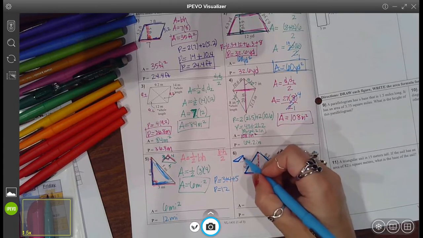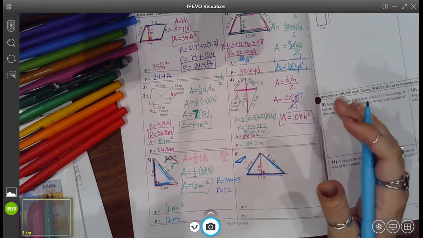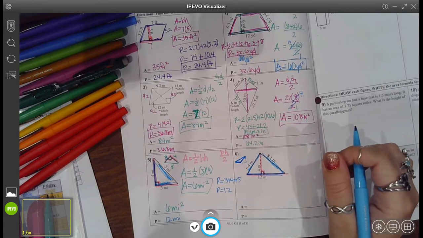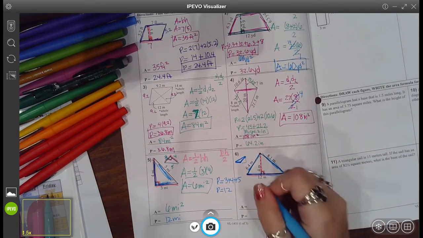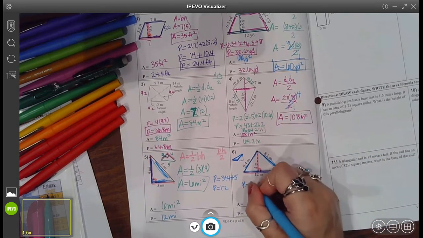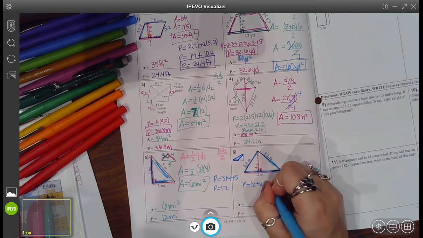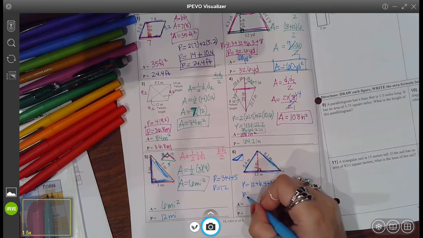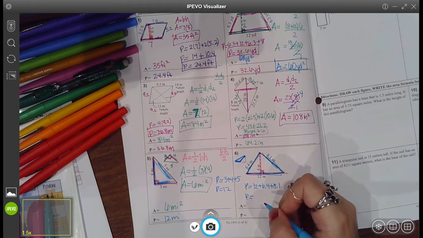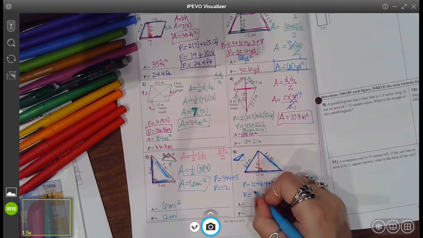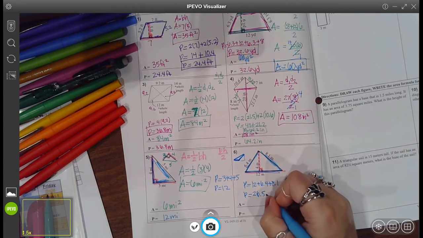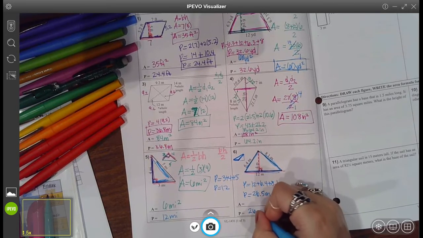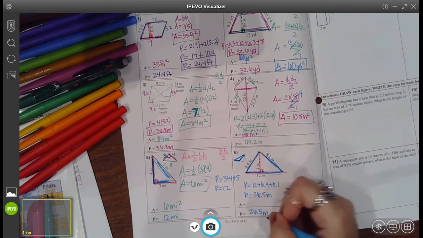So I wouldn't use this when doing the perimeter. Remember, dashed lines are not actually part of the outside of a figure. Only use solid lines when doing perimeter. So for the perimeter, I have 12 plus 6.4 plus 8.1. Type that all into your calculator. What do you get? You should have gotten 26.5 meters.